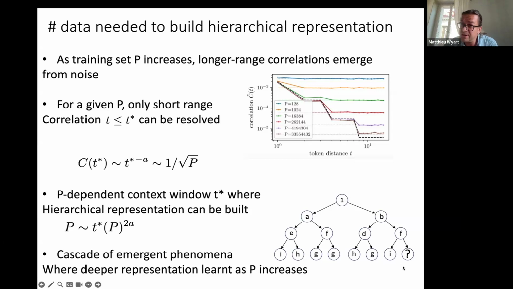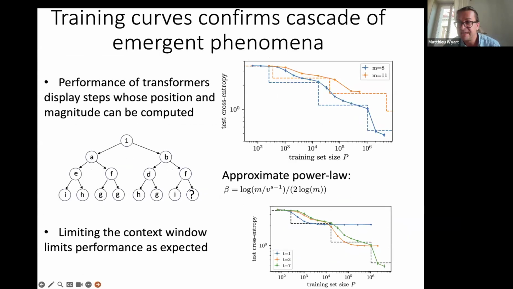So, for example, if you have a certain training set, you will be able to understand that HG really encodes for D. But if you give me even more data, you will be able to understand that GG in fact corresponds to F, IH to E, and that EF to A. So you have this cascade of emergent phenomena where deeper and deeper representations are learned as the size of the training set increases. In the paper, we tested this for CNNs and transformers directly at the level of representation. But for reasons of time, it also obviously has an impact on the training curve, and that's what I will be discussing here.